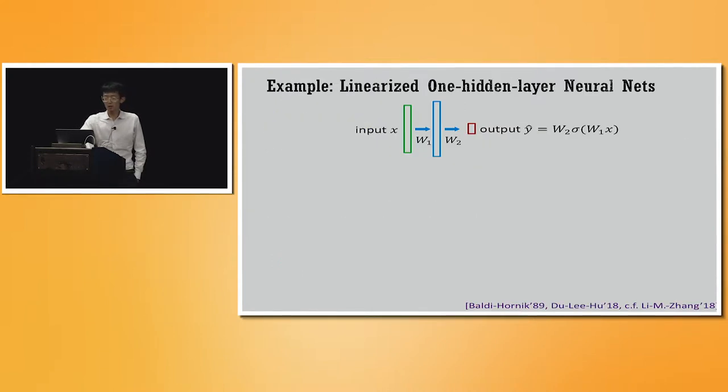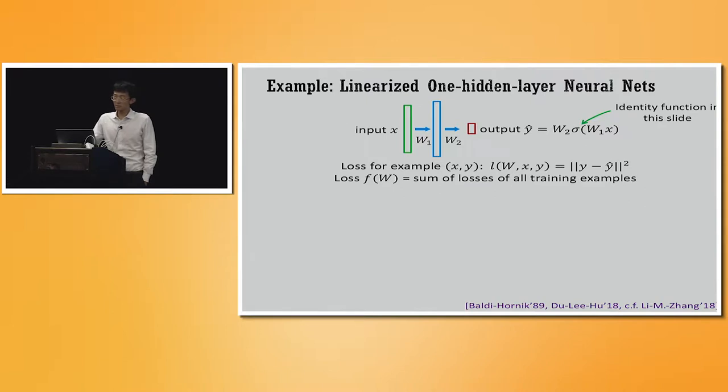So let me give an example of this way of phrasing non-convex optimization. Let's talk about linearized one hidden layer networks. This is very simple. So we have input x. We have one layer w1, and we pass it through some activation, and then another layer w2, and we get the output. So y hat, the output, is w2 sigma w1 x. And sigma, the activation function, is the identity function for the purpose of this slide. So basically, it's just a stack of two linear layers. And let's consider, for simplicity, a square loss. So y is the label, and y hat is our prediction. We take the square loss. And the final loss we want to optimize is the sum of losses over all training examples.